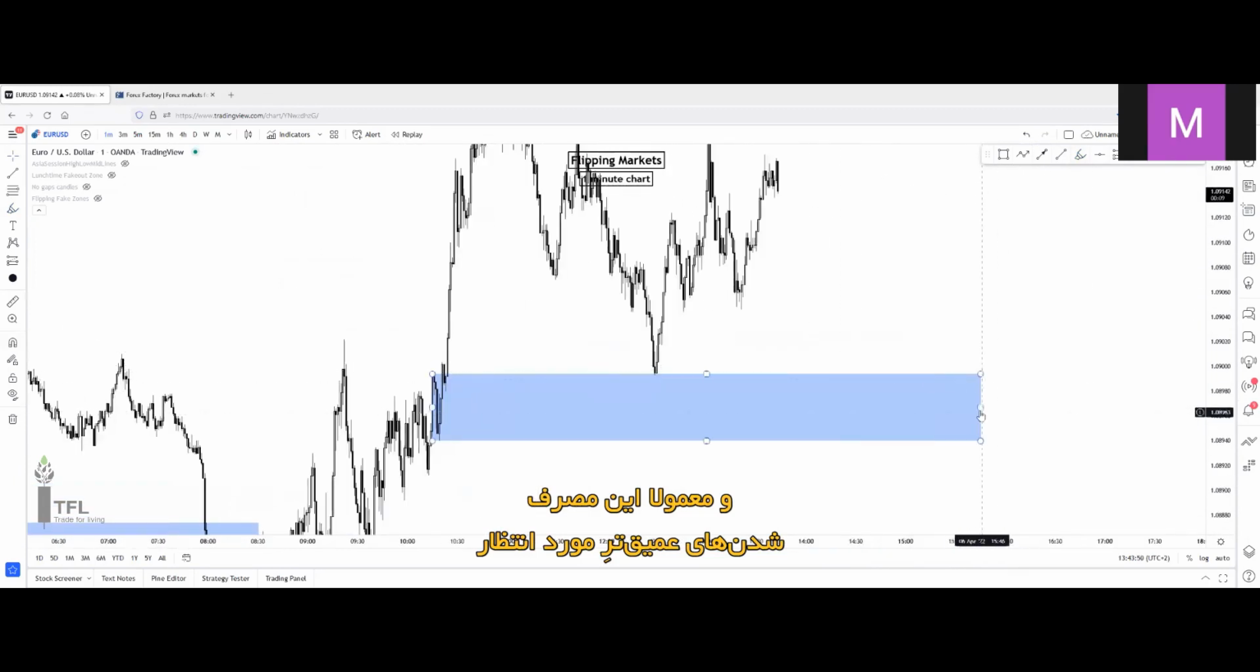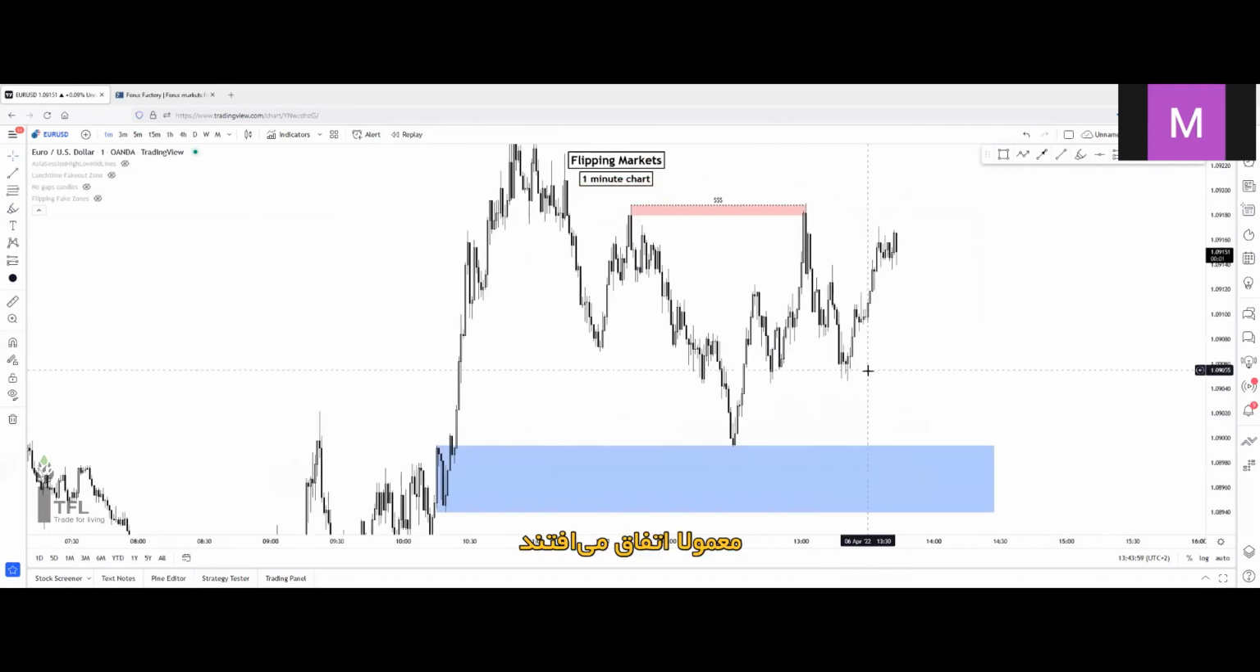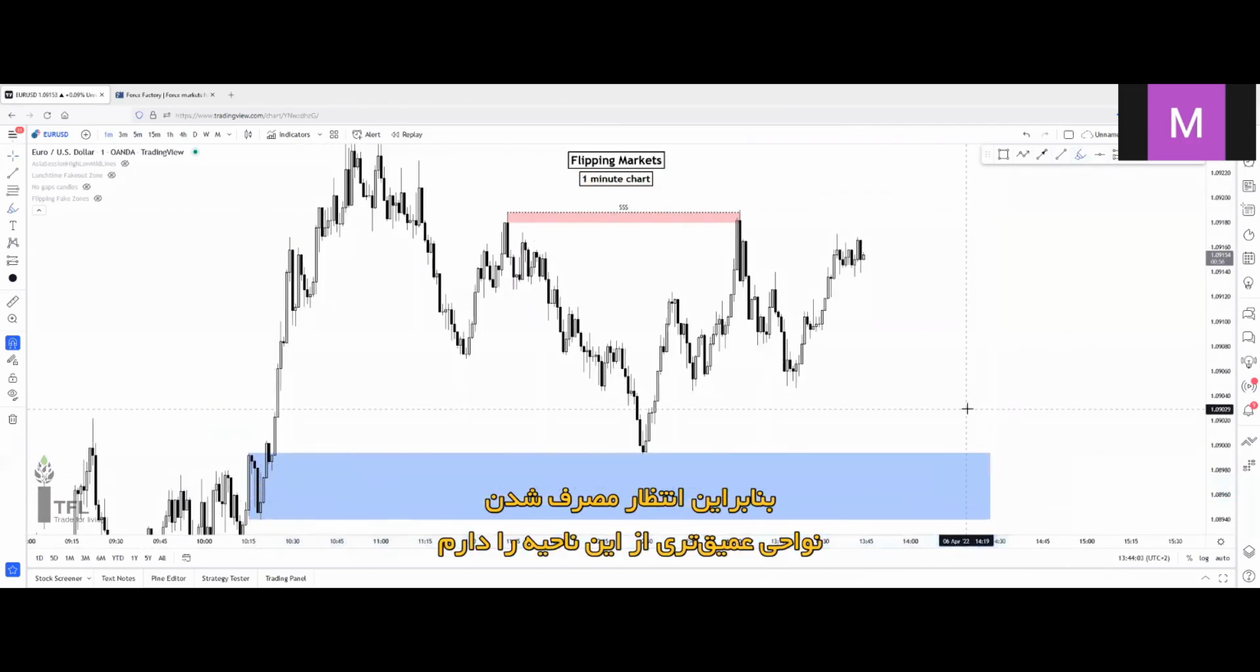So I'm expecting a deeper mitigation of this demand zone. And usually these expected deeper mitigations are usually playing out well. So these are usually happening. So I really expect the deeper mitigation of this zone.